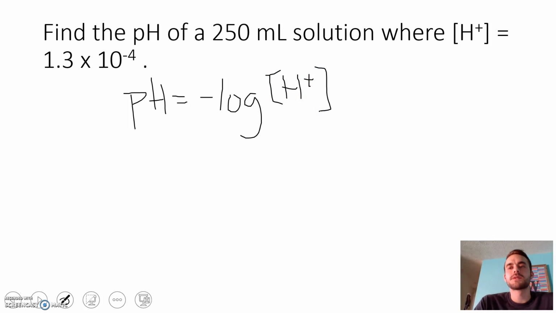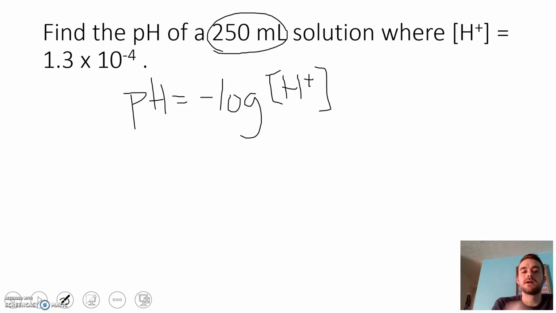So a lot of times, chemistry teachers will like to be mean, and they'll throw stuff into a problem that you don't always need. So this is saying, if your amount of H+ is 1.3 times 10 to the negative 4, do you really need this measurement of volume? Is that useful to you? Your answer should be no.